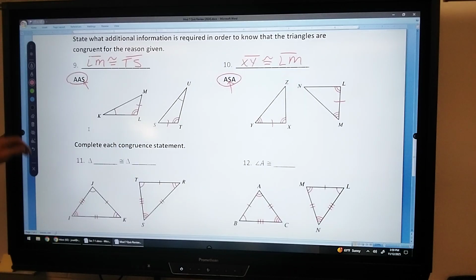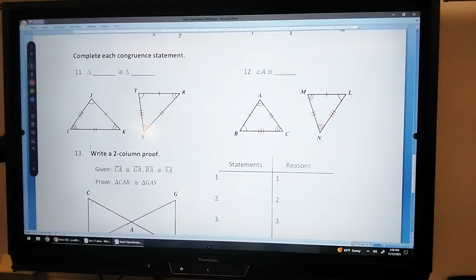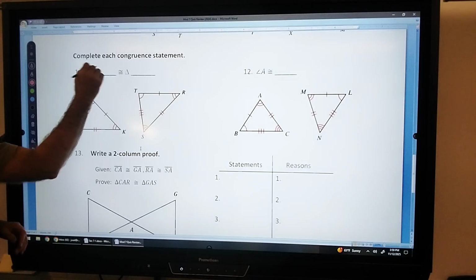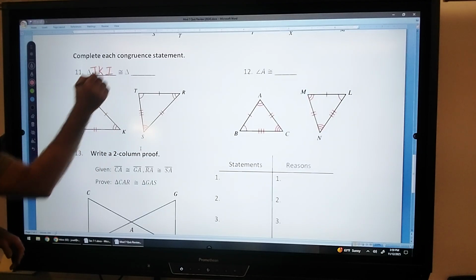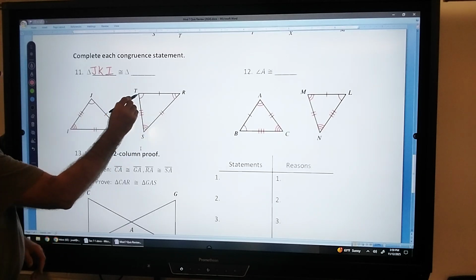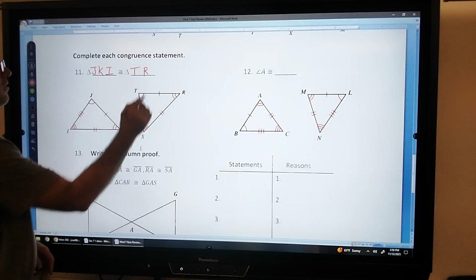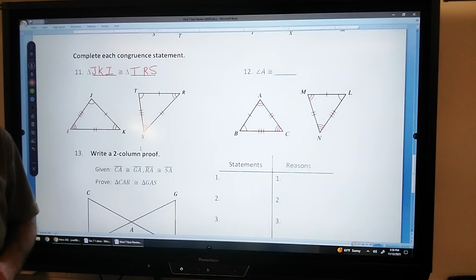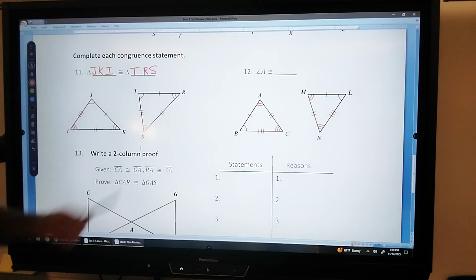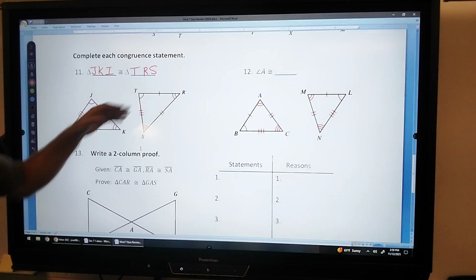Okay? Number 11. Complete the congruent statement. So congruent statement means basically you're going to name both of these triangles. It gives you the triangle symbol. You need to name each triangle. To make it really easy, look at the markings. Which angle has one arc? That goes first. Which angle has two arcs? That goes next. Three arcs goes there. And do the same thing over here. One arc, two arcs, and three. And that's all you need to do. Okay? That's the congruence statement. This triangle is congruent to this one.